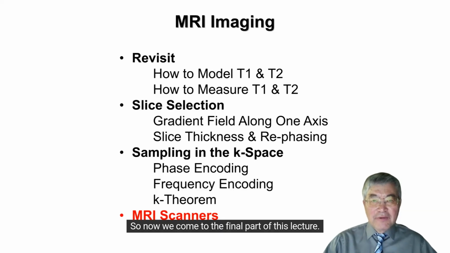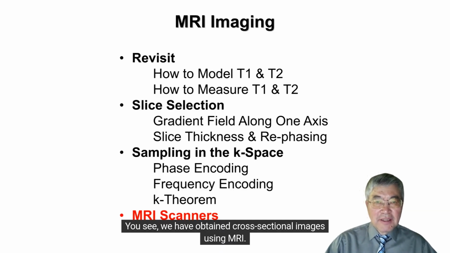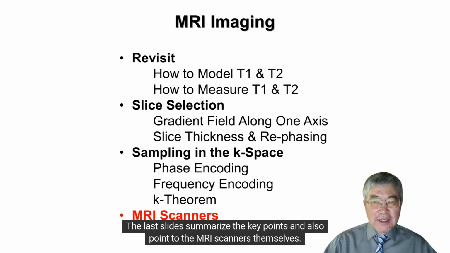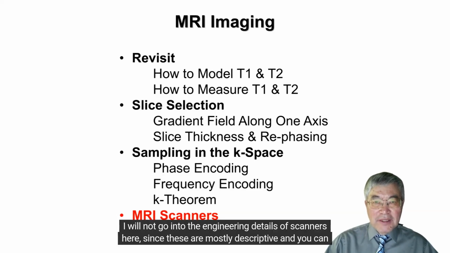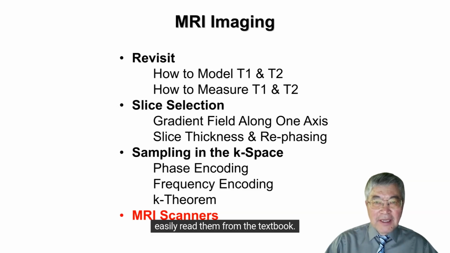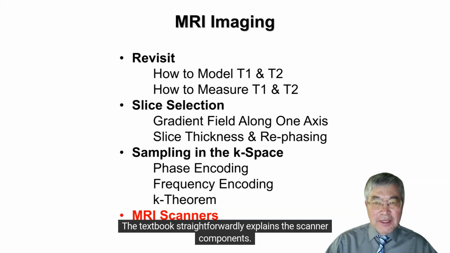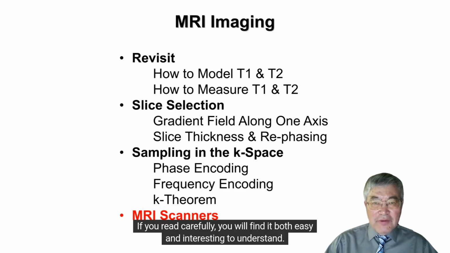So now we come to the final part of this lecture. You see, we have obtained cross-sectional images using MRI. The last slides summarize the key points and also point to the MRI scanners themselves. I will not go into the engineering details of scanners here, since these are mostly descriptive and you can easily read them from the textbook. The textbook straightforwardly explains the scanner components. If you read carefully, you will find it both easy and interesting to understand.